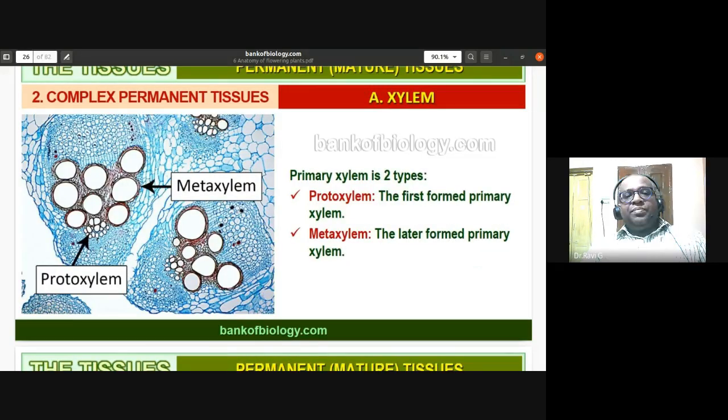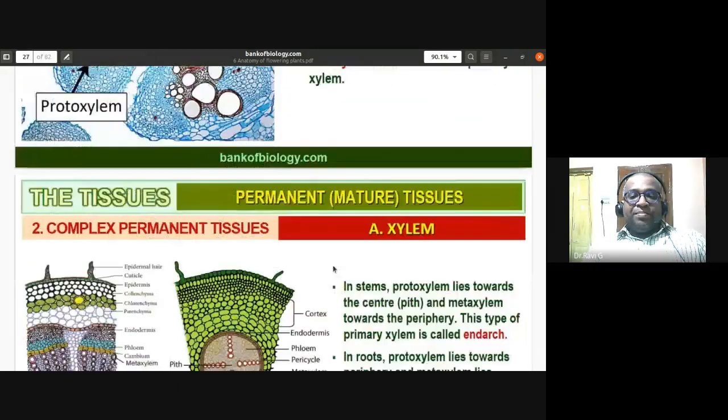So xylem, they are of two types. Primary xylem is of two types. The protoxylem, which is the first formed elements, and metaxylem, which is the later formed primary xylem. See here you can notice, the large one is the metaxylem. They have a big lumen. The protoxylem are the small ones. So they are first formed elements. Protoxylem are first formed elements. Metaxylem are formed later. They are the later formed primary xylem.